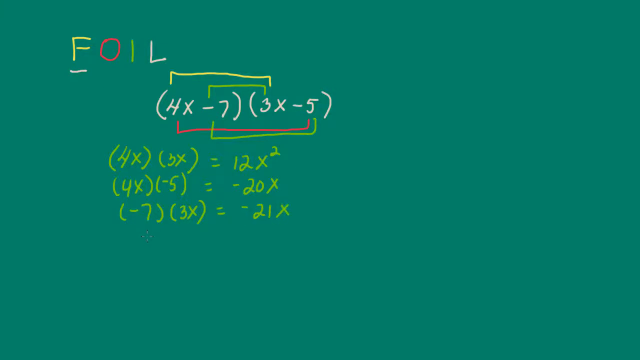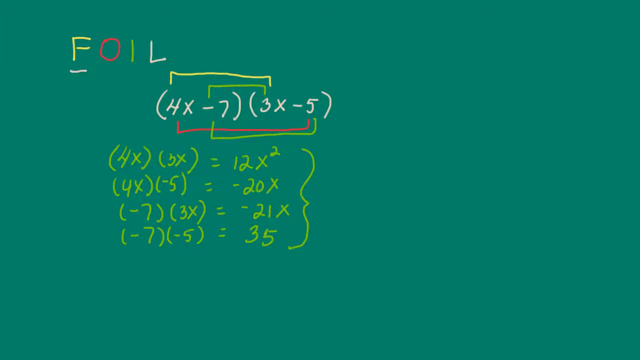And then the last terms, we would have a negative 7 times a negative 5, which would give us 35. Remember, a negative times a negative is a positive. Okay, now what we need to do is add these terms together.